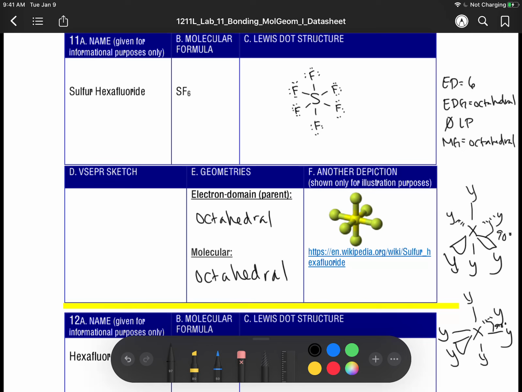So I'm going to have my sulfur in the center, fluorine above and below, fluorines on our wedges, and then on dashes. Okay.